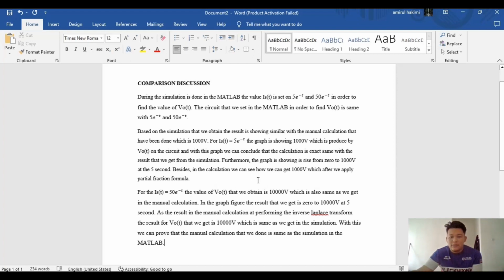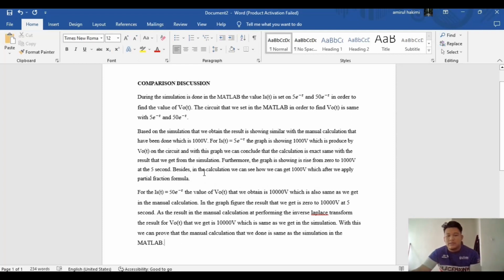And for the manual calculation, we also get 1000 volt, which is the same as the simulation. The 1000 volt we get from the partial fraction formula. Okay, and the graph is showing 1000 volt, which rises from 0 to 10,000 in the 5 seconds.